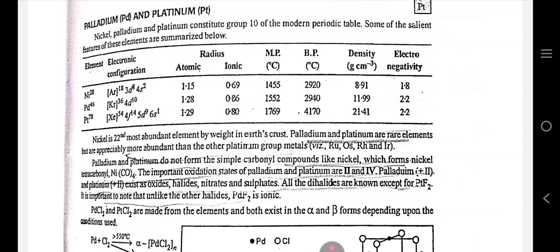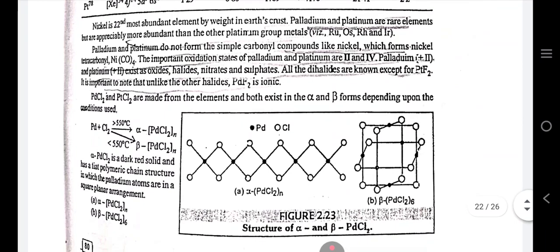Palladium and platinum. Nickel, palladium and platinum constitute group 10 of the modern periodic table. Some of the salient features of these elements are summarized below. Nickel is the second most abundant element by weight in Earth's crust. Palladium and platinum are rare elements but are appreciably more abundant than the other platinum group metals.